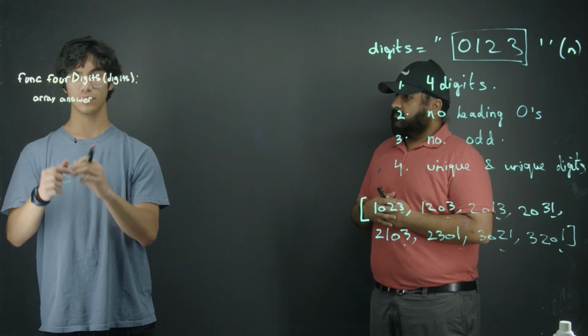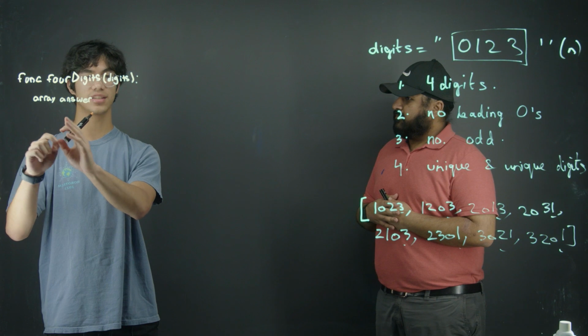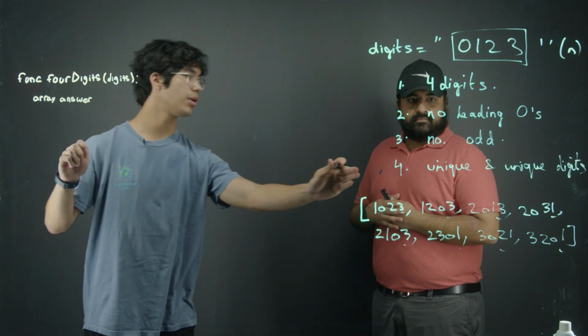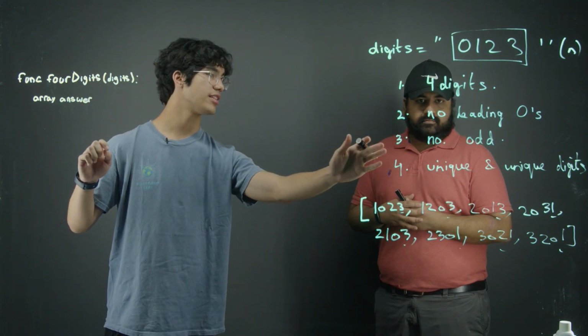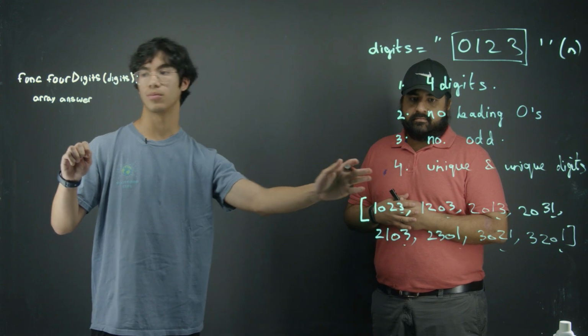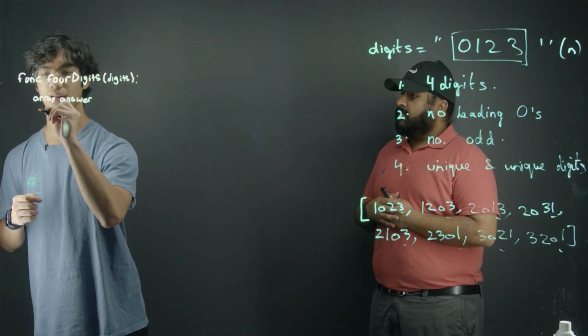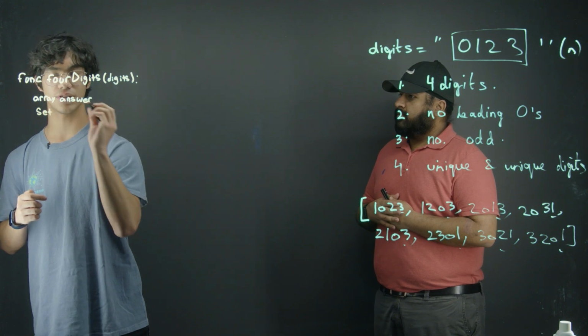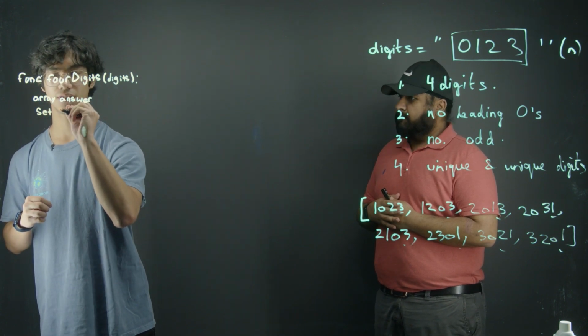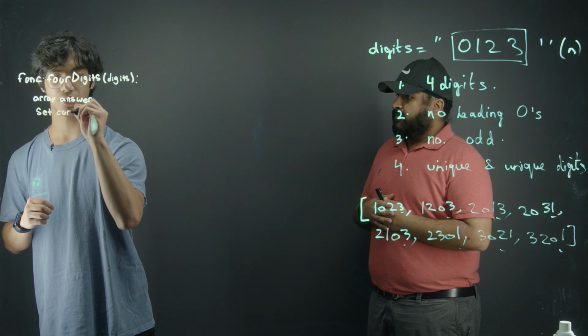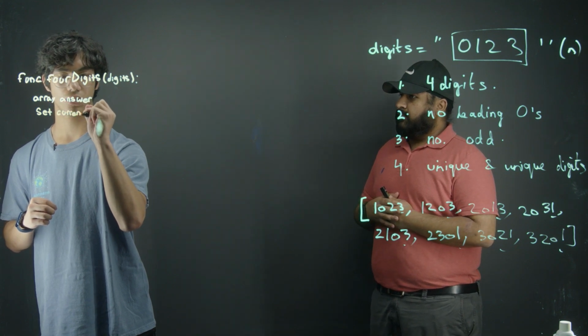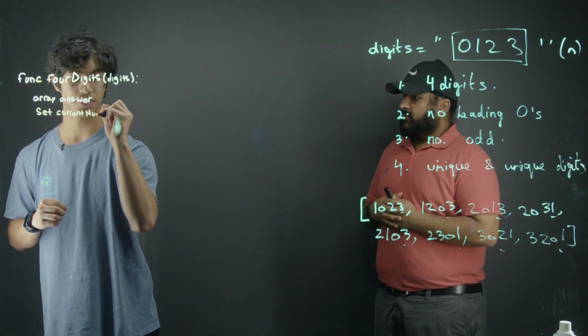We're also going to have a set. We want to make sure that whenever a number satisfies these three conditions, we're not adding the same number again. So we're going to have a set to keep track of all the numbers that we've currently added, and we're just going to call this current nums.